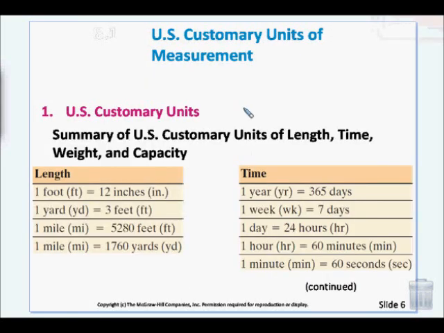So here we have a summary. 1 foot is 12 inches, 1 yard is 3 feet, 1 mile is 5,280 feet, or 1,760 yards. A year is 365 days, a week is 7 days, a day is 24 hours, an hour is 60 minutes, and a minute is 60 seconds.